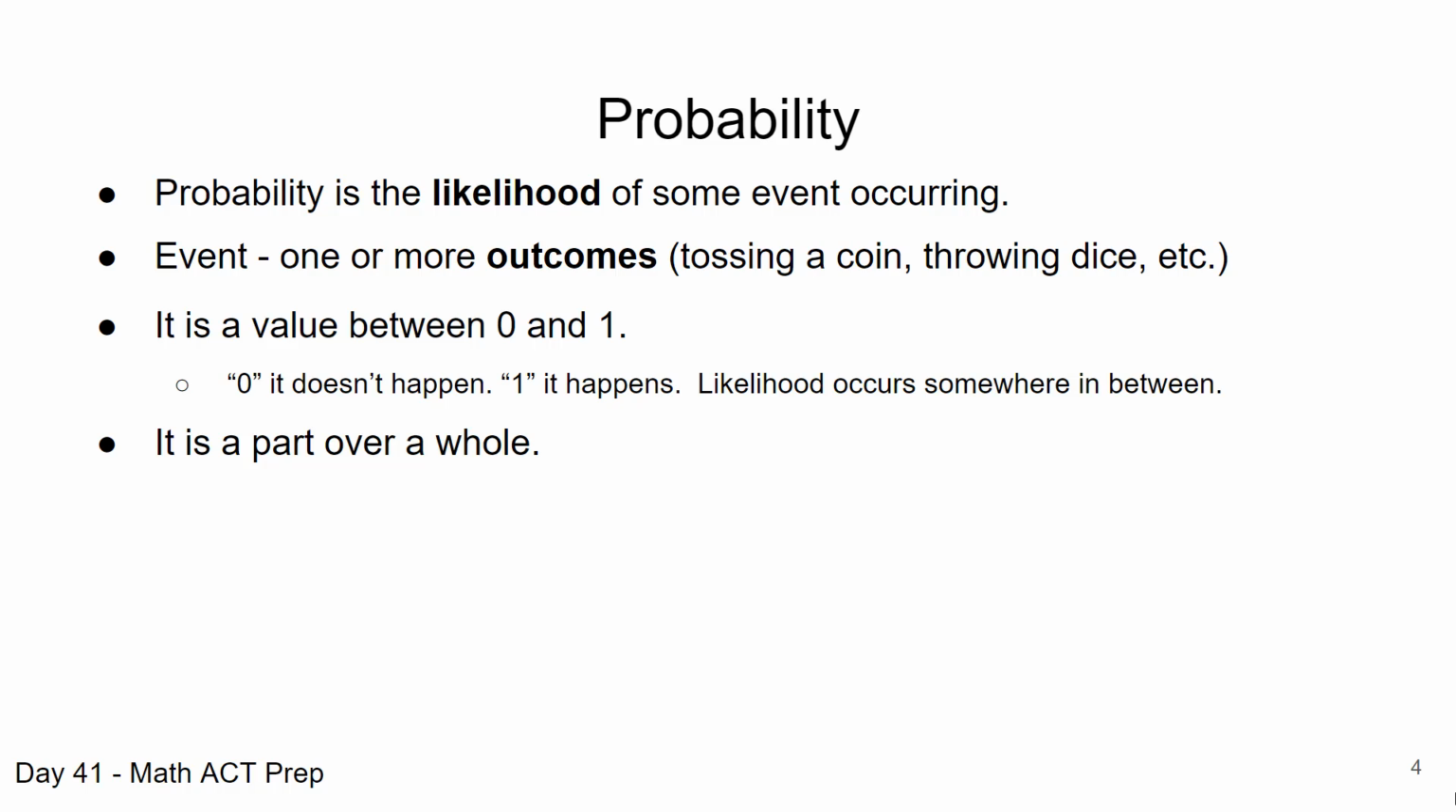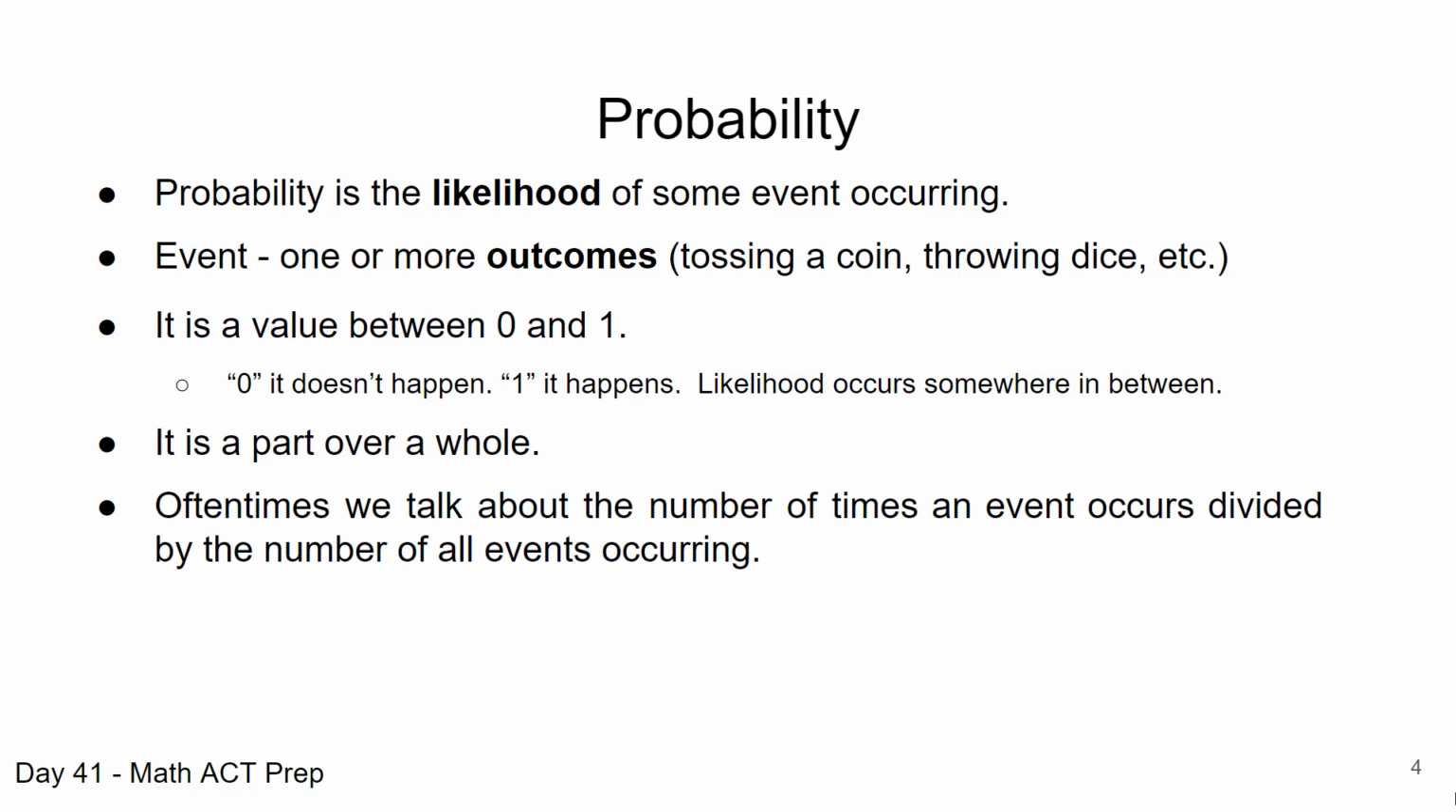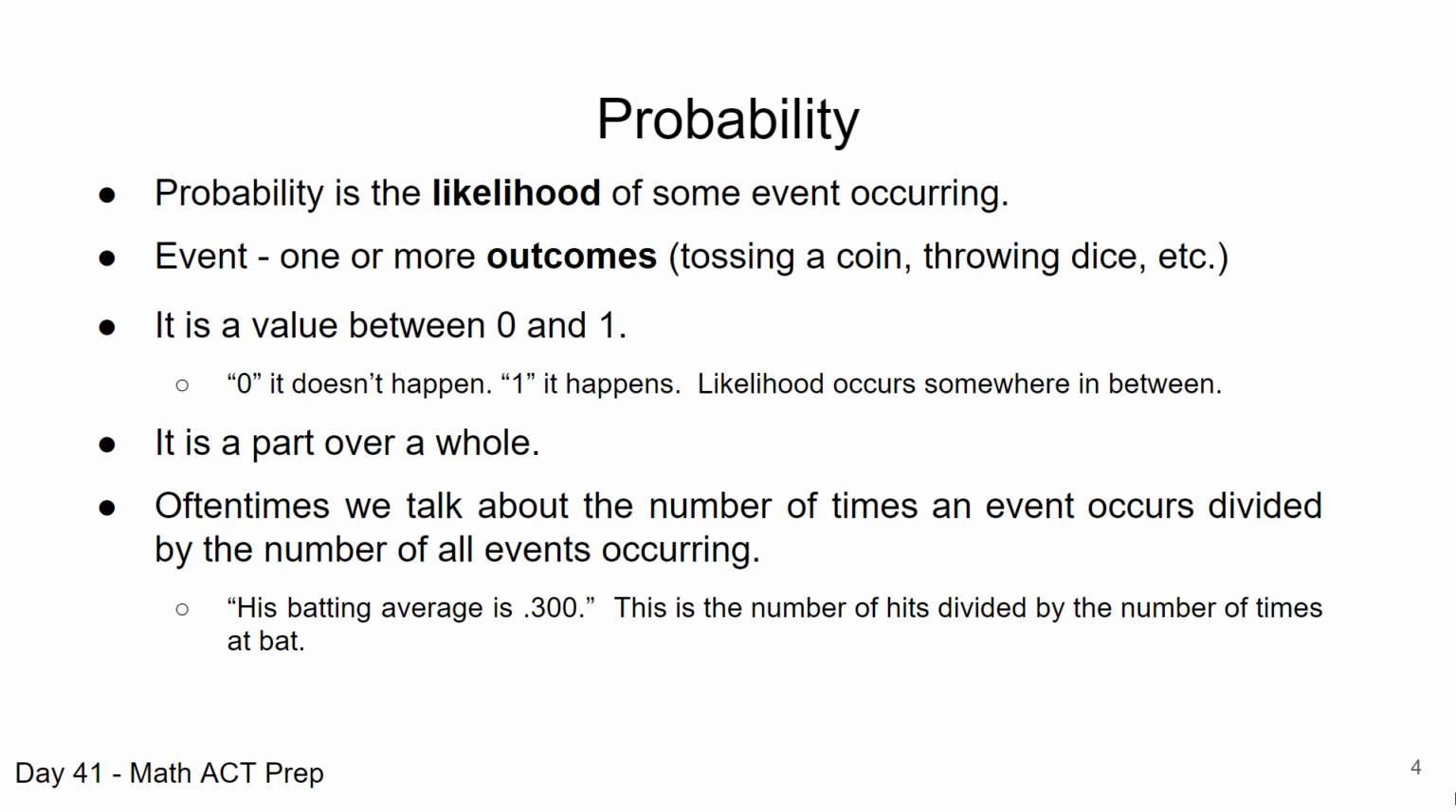By definition, we also think of probability as part over a whole, a fractional portion. And we can talk about the number of times some event occurs divided by the number of all events that are occurring. So another example is a batting average. We oftentimes will say somebody's batting average is 300. So what does that 300 batting average mean? It's actually a decimal, and it means that the number of hits divided by the number of times at bat comes out to be 0.3, or they're at a 30% batting average. They hit the ball 30% of the time.